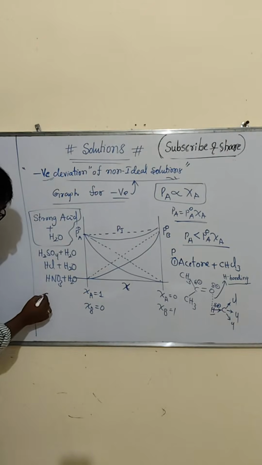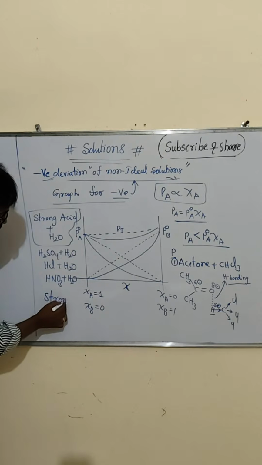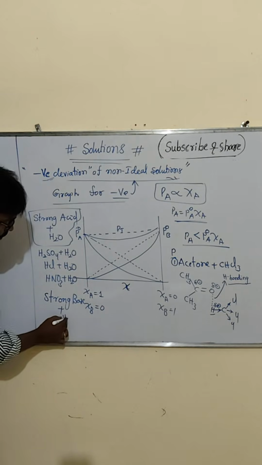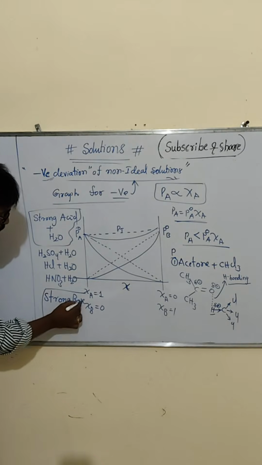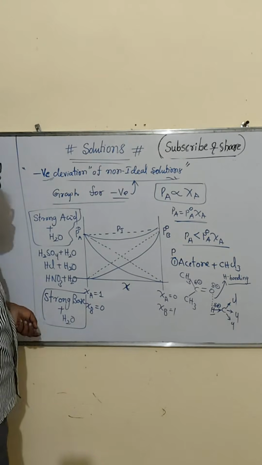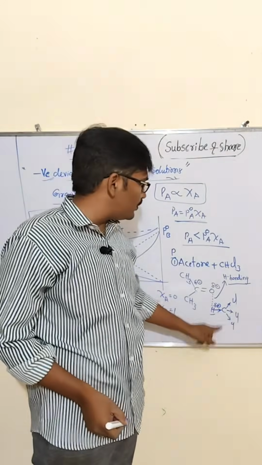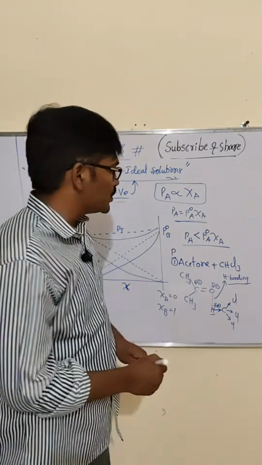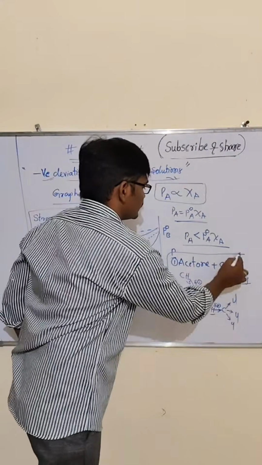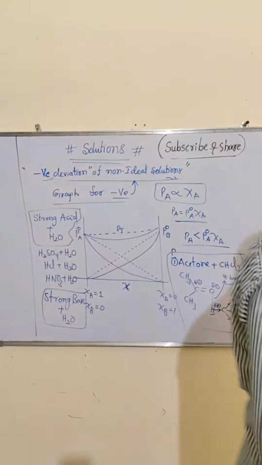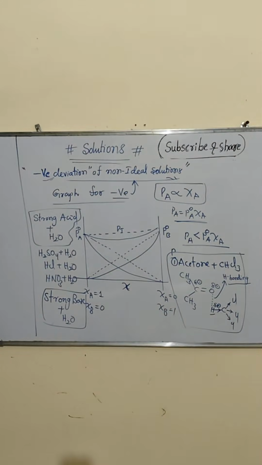Then, remember my dear students, a strong base plus H2O also gives negative deviation of Raoult's law. So these are the examples. Even acetone and chloroform show negative deviation of Raoult's law. Clear? So note down the graph as well as the examples we discussed.